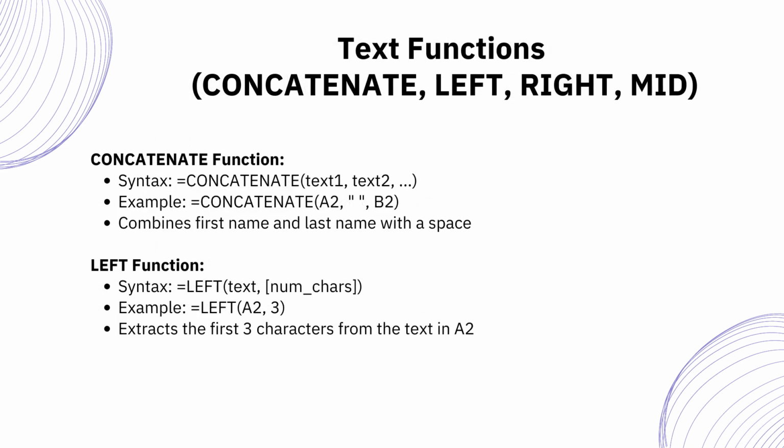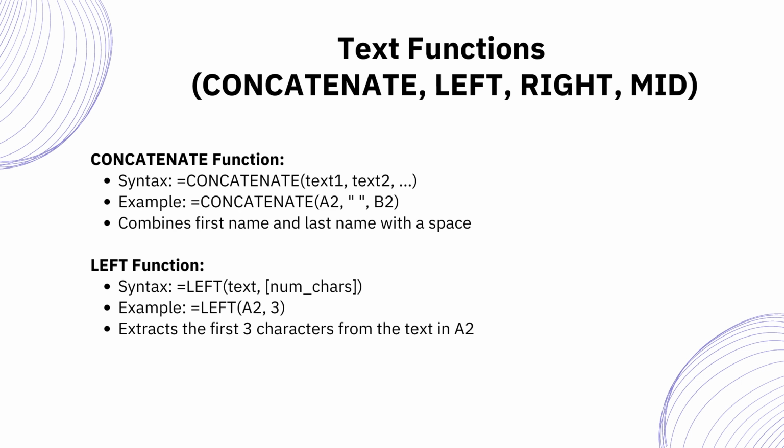In addition to numerical data, text functions are crucial for manipulating and analyzing text data in Excel. The CONCATENATE function allows you to combine multiple text strings into one. For example, =CONCATENATE(A2, " ", B2) can merge a first name in A2 and a last name in B2 with a space in between, creating a full name.